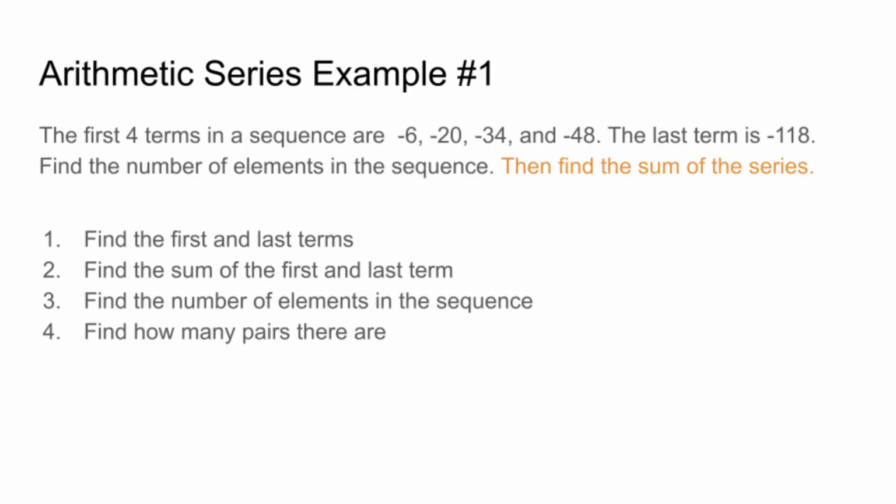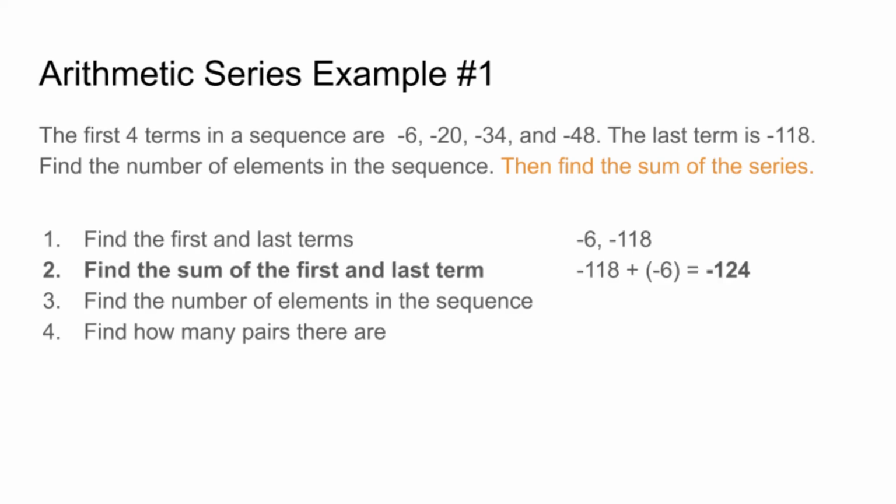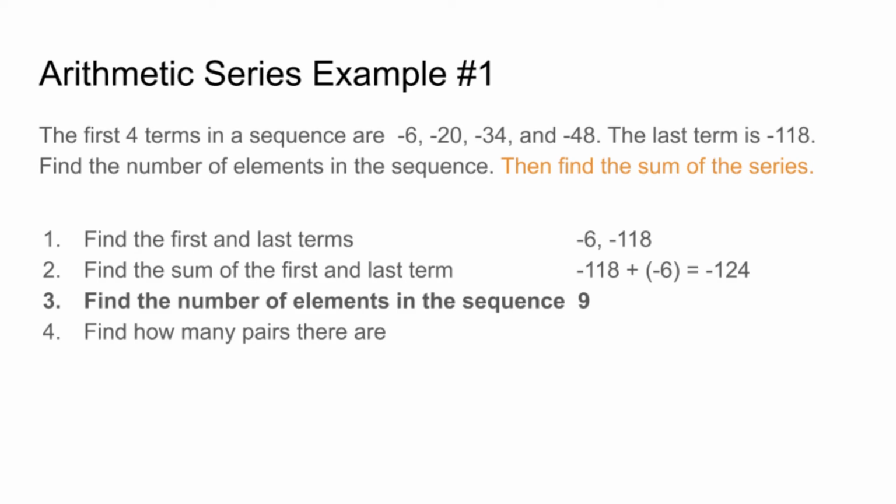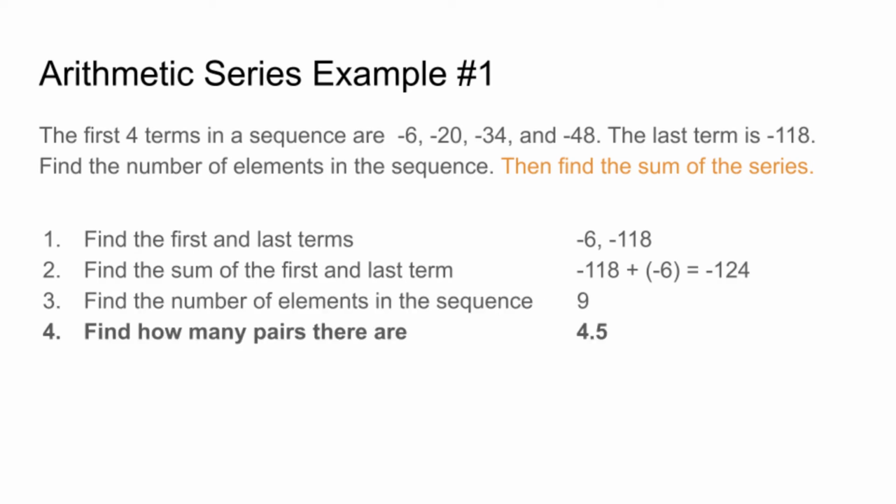Okay, moving on. The second part is to find the sum of the series. Let's go through the 4-step method. Find the first and last terms. We got that. That's negative 6 and negative 118. Find the sum of the first and last term. That's negative 124. Third, find the number of elements in the sequence. We just found that. That's 9. And then find out how many pairs there are.